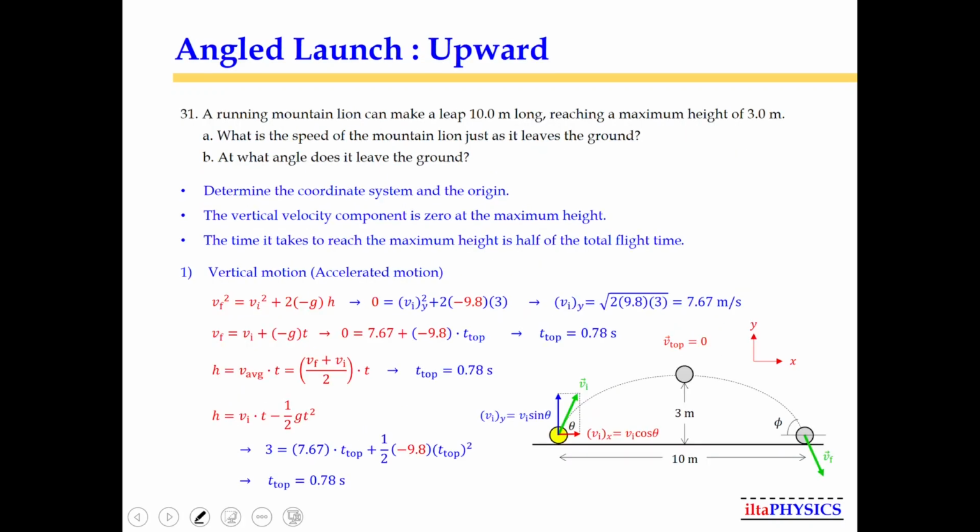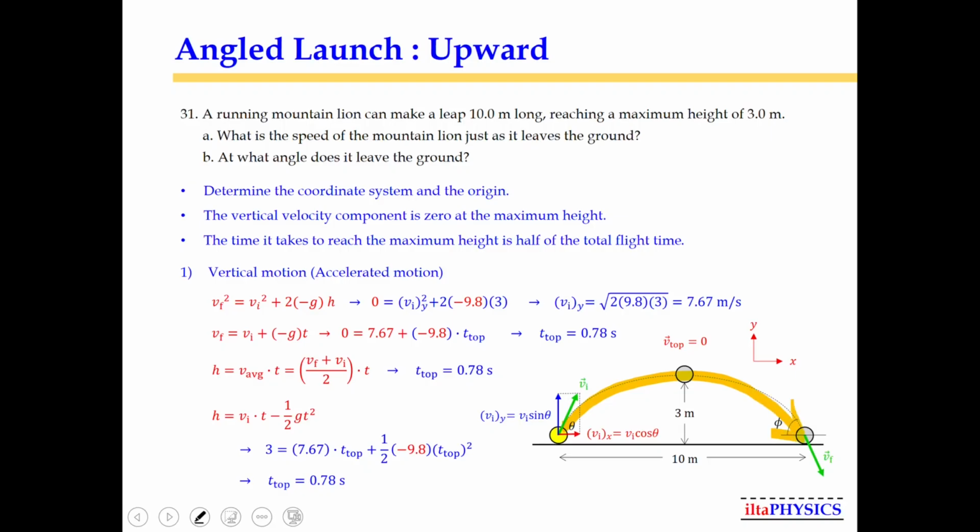Problem 31 is a typical example of an object launched upward at an angle. A lion can jump to a maximum height of 3 meters and cover a horizontal distance of 10 meters. We need to find the magnitude and angle of the lion's initial velocity. If you can visualize the projectile motion shown in the diagram, you're already halfway there.